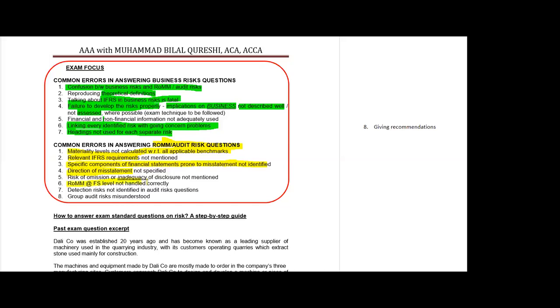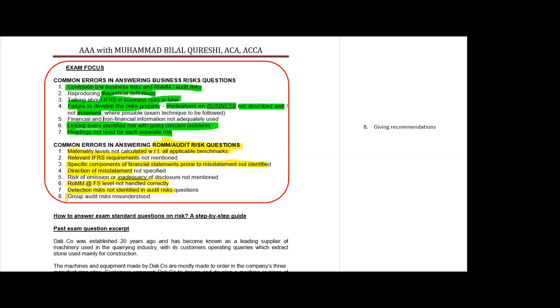ROMM at FS level is not handled correctly many a time by students. We've already discussed this earlier through the different examples, so I hope you will be able to handle it correctly now. Detection risks not identified in audit risk question. In an audit risk question, be sure that there must be some discussion of detection risk, because even though your answer would predominantly revolve around ROMM, there has to be some discussion of detection risk, because that's precisely the difference between audit risk and ROMM.